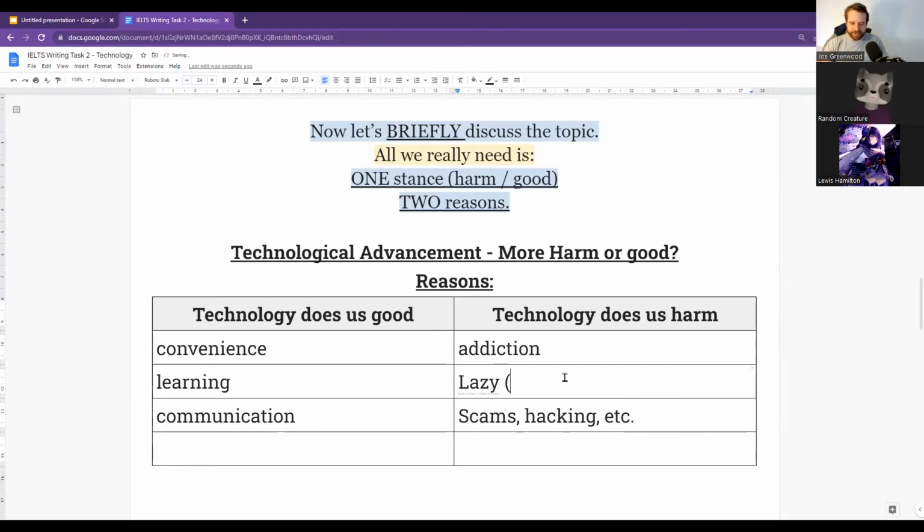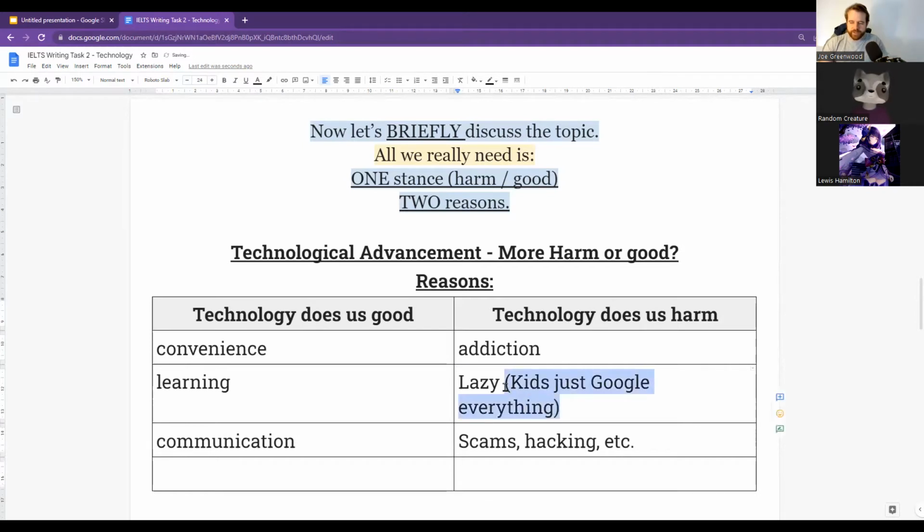For example, kids just Google everything. They don't think anymore. If you have a debate topic, people just Google the question, find the answers, and write the answer, and they don't think. So it can be a negative. Addiction. Things are so fun because the algorithms of Facebook, etc., are designed to make us addicted. So we just want to click more, and it makes us addicted.